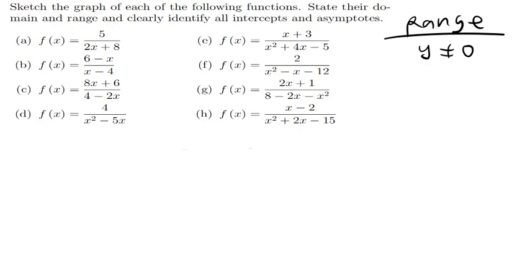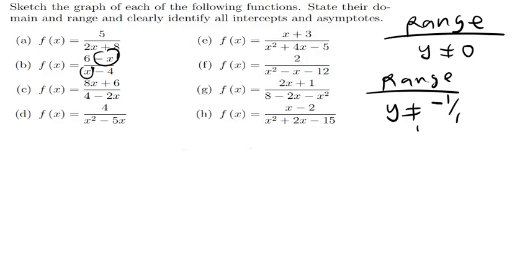Let's go back to this. How can I find the range for part 2? Considering the fact that the denominator and the numerator have the same degree of x. This is x to the power 1, this is x to the power 1. You divide the coefficients. Y is not equal to, the coefficient here is -1, the coefficient here is 1. Y is not equal to -1 over 1. So therefore y is not equal to -1.